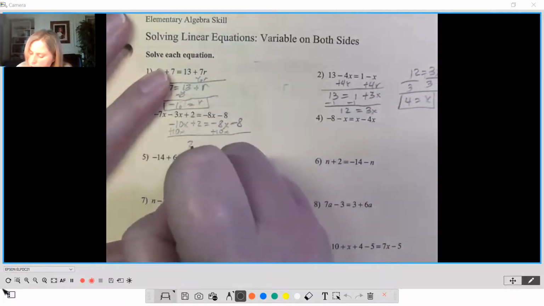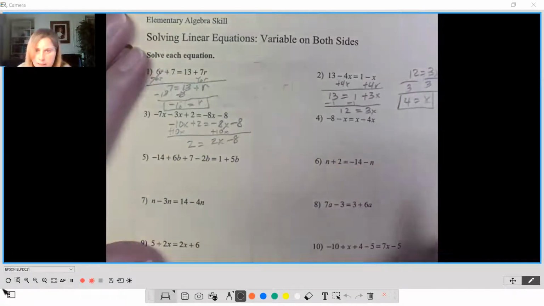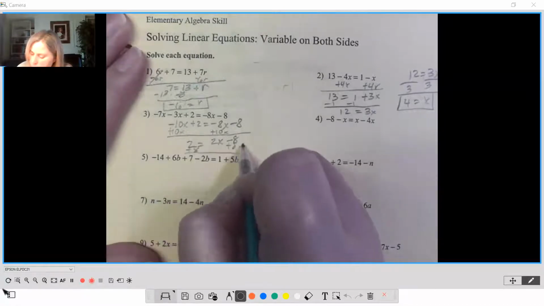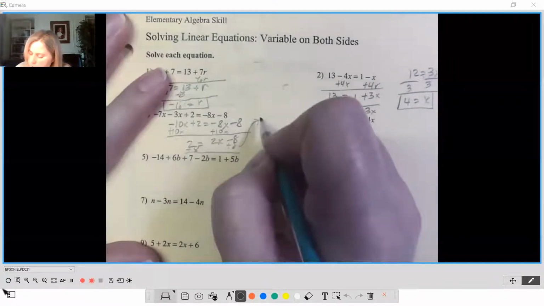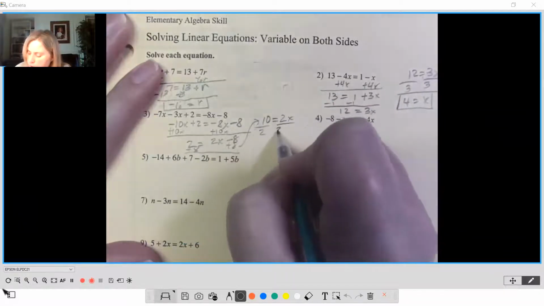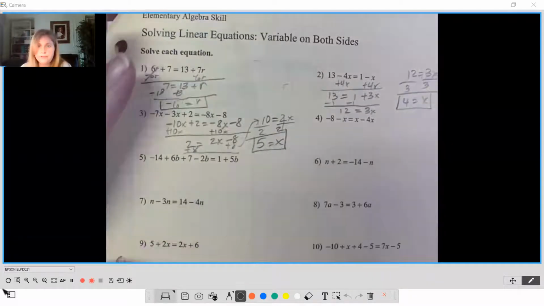This gives me 2 equals 2x minus 8, and then add 8 to each side, and then I'm out of space there, so 2 plus 8 is 10, so 10 equals 2x, and then divide each side by 2 to get x equals 5.